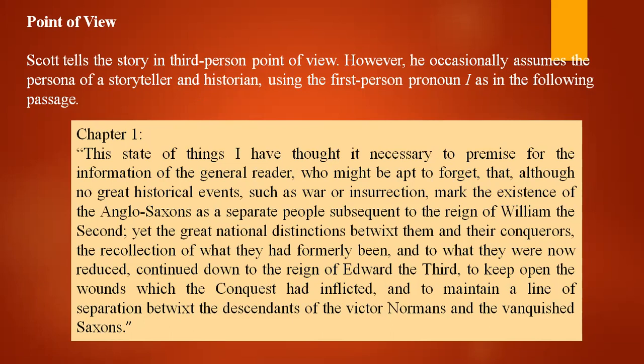The state of things I have thought is necessary to premise for the information of the general reader, who might be apt to forget that although no great historical events such as war or insurrection mark the existence of the Anglo-Saxons as a separate people subsequent to the reign of William II, yet the great national distinctions betwixt them and their conquerors, the recollection of what they had formerly been and to what they were now reduced, continued down to the reign of Edward III to keep open the wounds which the conquest had inflicted and to maintain a line of separation betwixt the descendants of the victor Normans and the vanquished Saxons.